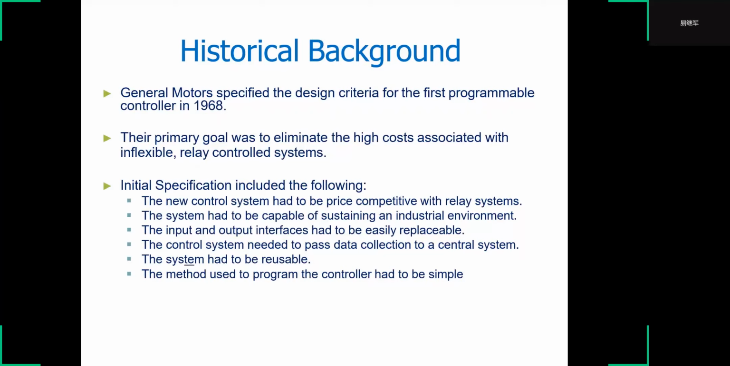Let's introduce the historical background. General Motors specified the design criteria for the first programmable controller in 1968. Their primary goal was to eliminate the high cost associated with inflexible relay controlled systems. The goal is to eliminate the limited relay machine.